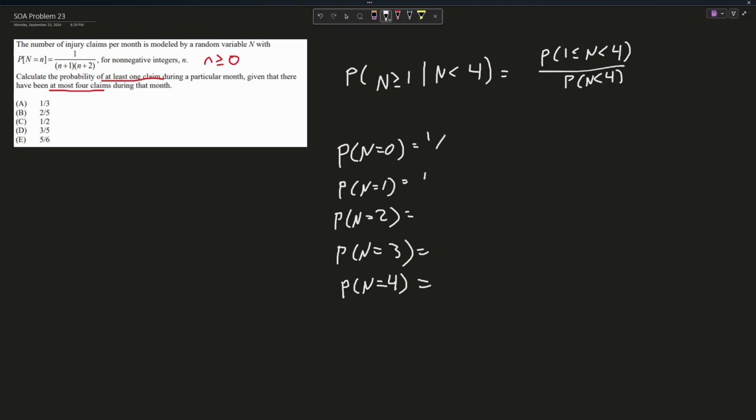Then we have 1 over a certain number. Our numerator stays the same. For our first, we're going to plug in 0, so it's 0 plus 1, which is 1, and 0 plus 2, so 1 times 2, so that is a half. For 1, it's 2 times 3, 6, 3 times 4, 12, 4 times 5, 20, and 5 times 6, 30.